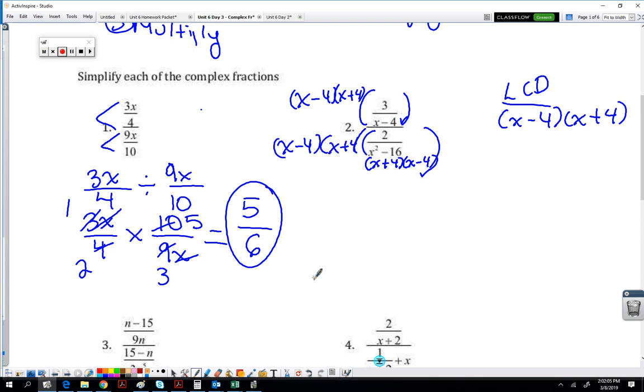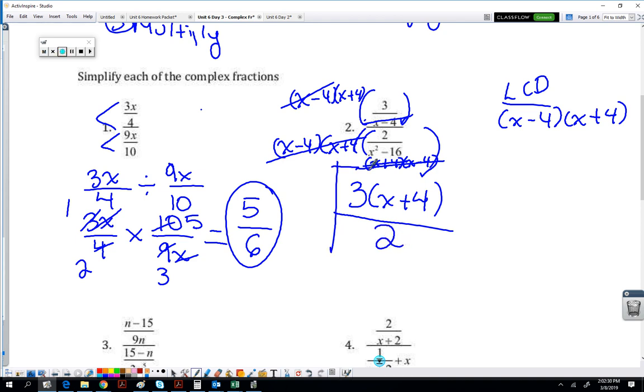Alrighty, so now it's really essentially over 1. Now you're going to cancel whatever you can. X minus 4 is on the bottom, that's on the top, so that goes away. And I'm left with 3 times x plus 4. And now I'm going to take a look at the next one. Actually, both of them disappear, so you're only left with 2. And that is your final answer. Do not distribute, just leave it exactly like that.